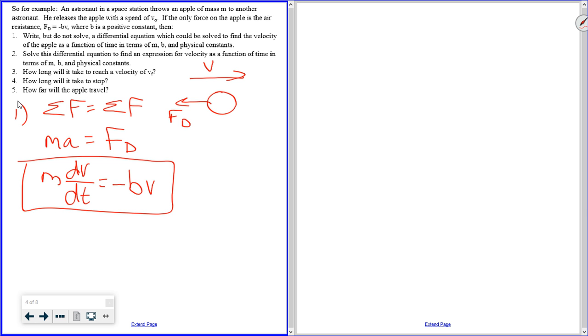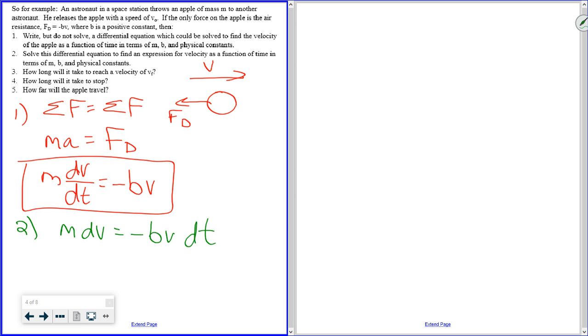Okay, so weirdly, you're going to multiply by dt, which seems a little weird, but just remember, dt is just like a really small amount of time. And then dv is the corresponding change in velocity for that really small change in time. Follow? Okay, so I'm now on to number 2. So I'm going to multiply both sides by dt to get m dv equals negative b v dt.